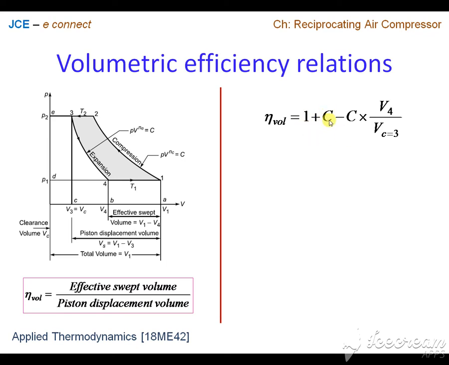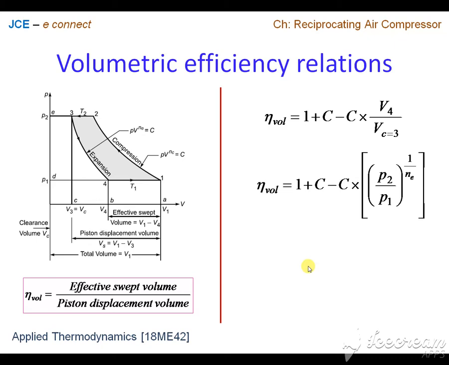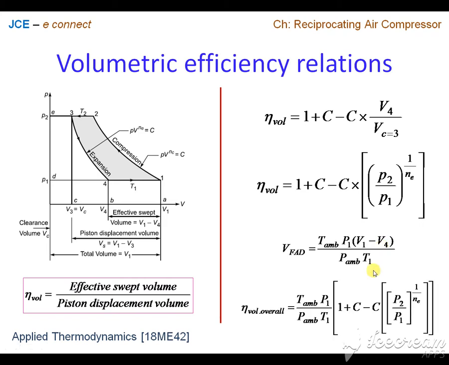In this equation, the C corresponds to clearance ratio, which is a ratio of clearance volume to that of swept volume. Further, one can express this volume ratio in terms of pressure ratio using a polytropic equation, which can be expressed as shown. Then we took up a discussion on free air delivery and expressed an equation for that as shown here. Further, V1 minus V4 we expressed in terms of pressure ratio, and the equation for the overall volumetric efficiency is shown here.